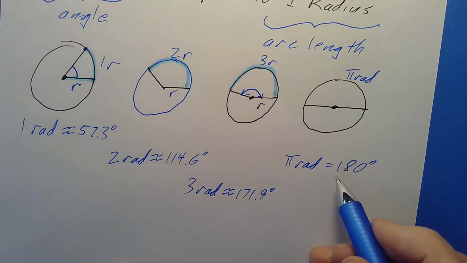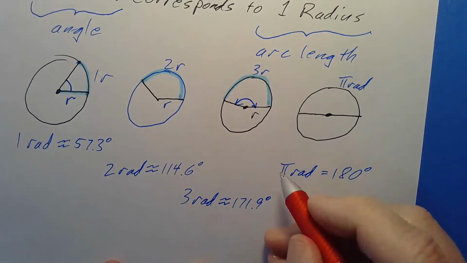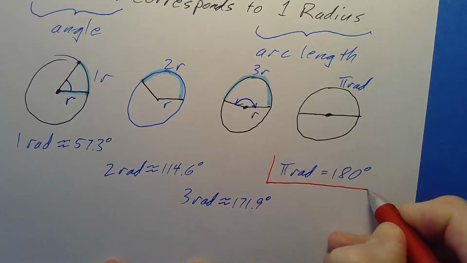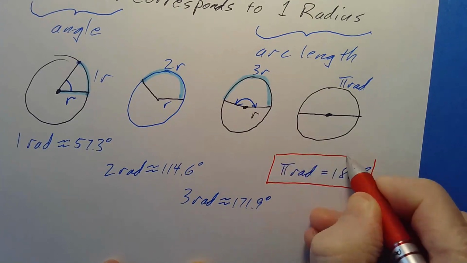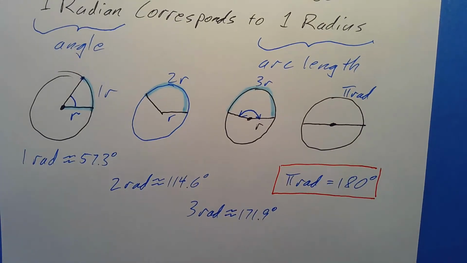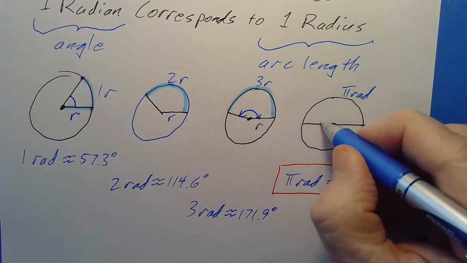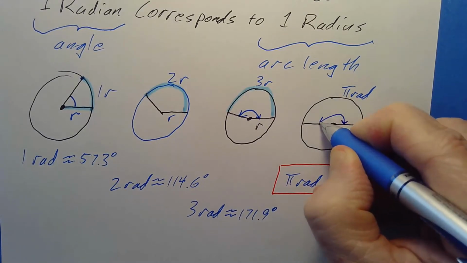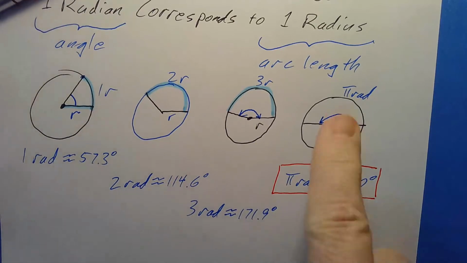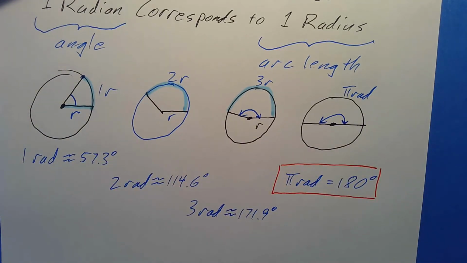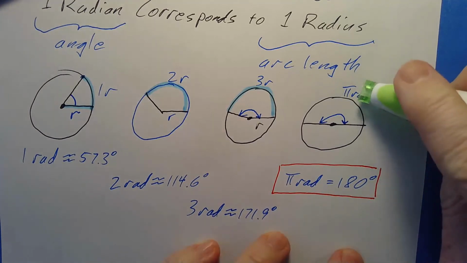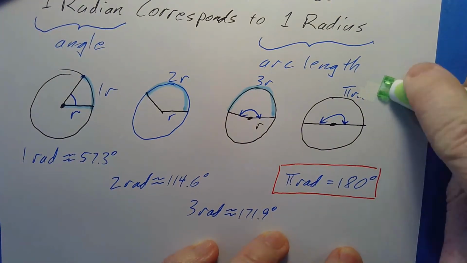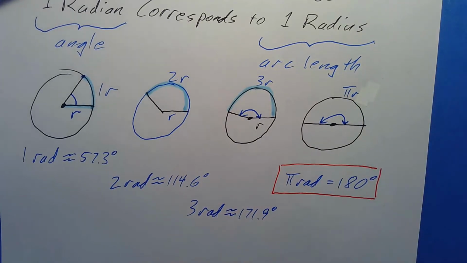Okay, this is the one I do want you to memorize. Super important. Pi radians equals 180 degrees, right? In other words, this angle right here, right? And, oh, I just realized I wrote that wrong. That's not pi radians. That's pi r. I made a little mistake there. Let's fix that. Okay. Pi times r is the arc length there, right? This is pi times r. So the angle we're going to call pi radians.